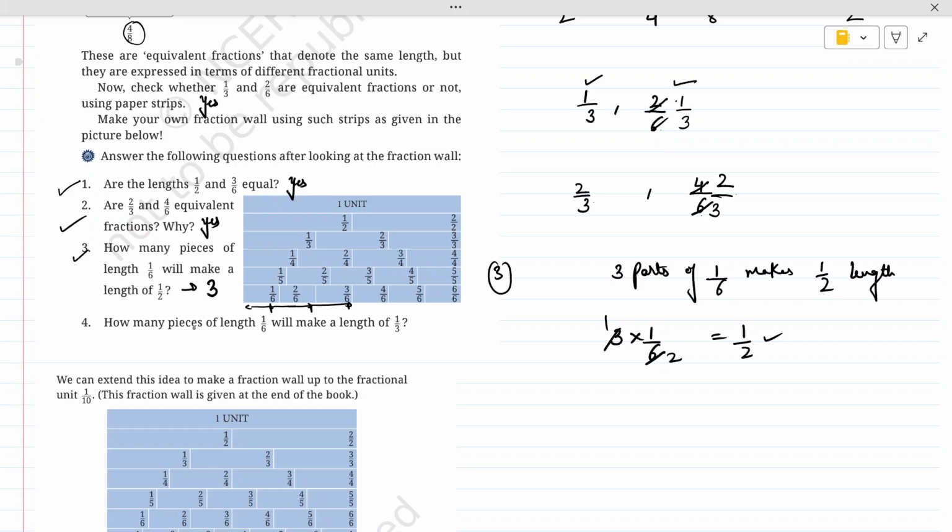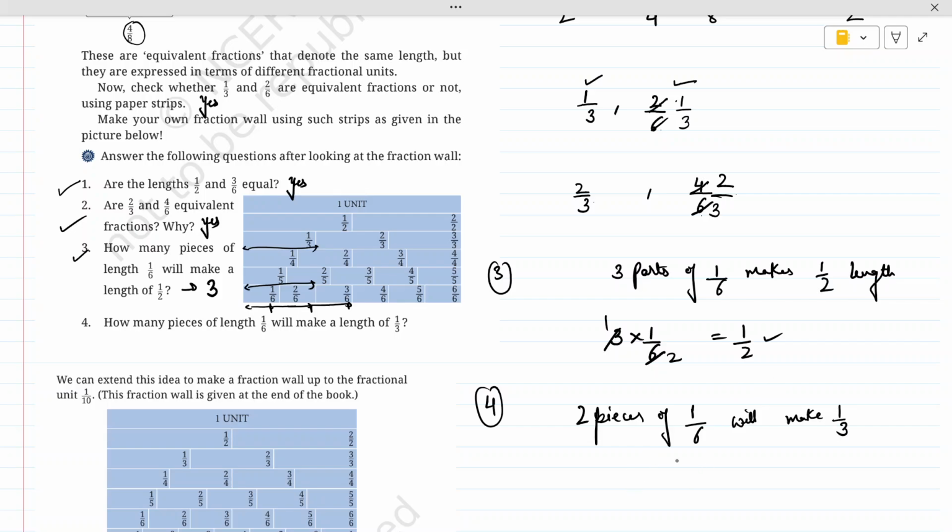Next, how many pieces of length 1 by 6 will make a length of 1 by 3? So kids, this is very easy. We can see here 1 by 6 and 1 by 6. So 2 pieces of this will make the length of 1 by 3 here, right? So question number 4, 2 pieces of 1 by 6 will make 1 by 3 using the wall.